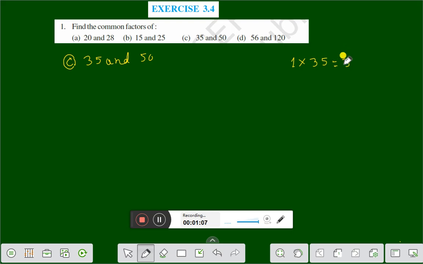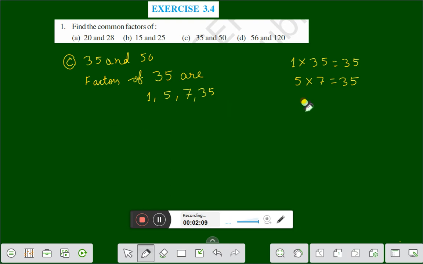is equal to 35, 5 into 7 is equal to 35. Therefore, factors of 35 are 1, 5, 7, 35, right?